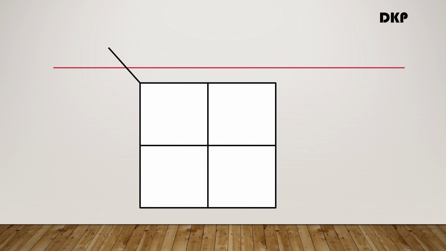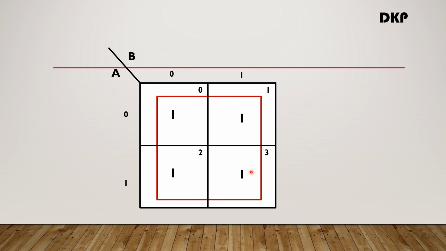Let us consider one more case here. Here we are going to place ones in all the cells, that is, all the 4 cells M0, M1, M2 and M3. So you can see here this M0 is adjacent to M1 and M2. M1 is adjacent to M3 and M0, and this M3 is adjacent to M2 and M1. So we can see all these ones are adjacent to each other. Therefore we can group all these ones together.